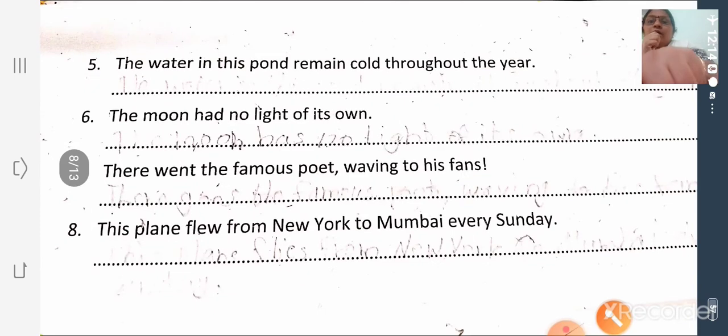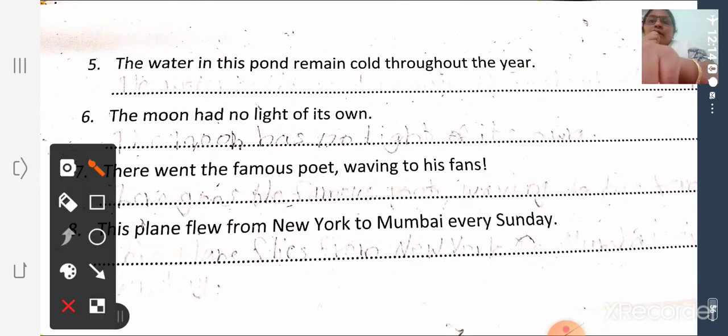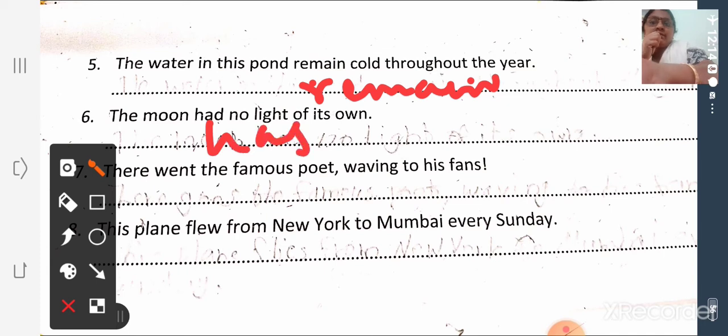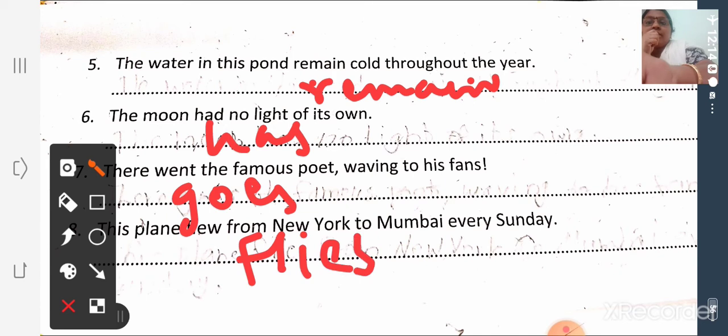Then the water in this pond remain cold throughout the year. Remains, here it is remains. Then the moon had no light. The moon has no lights. Then there went the famous poet waving. There goes the famous poet. So this plane flew from New York to, flies. This plane flies. This plane is singular, so flies.